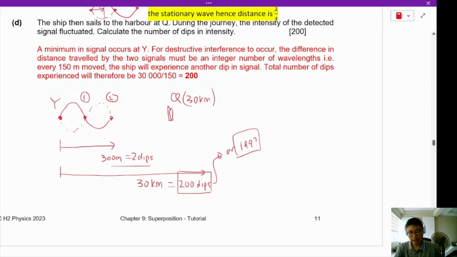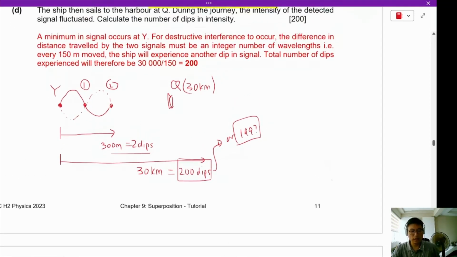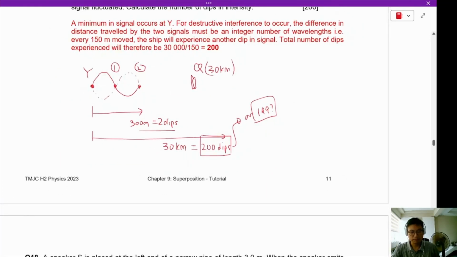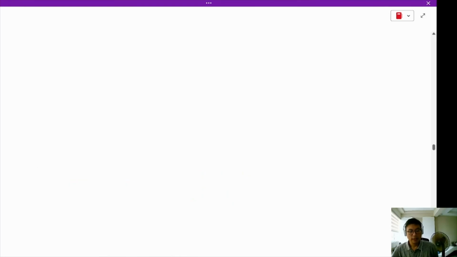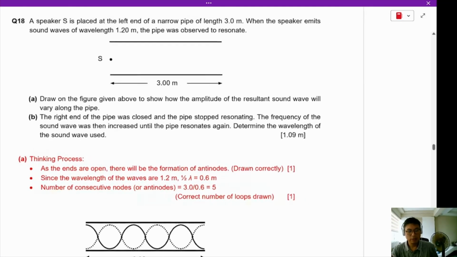Thank you. And please do ask me. Oh wait, there's another question over here, question 18. Now, let's take a look at question 18. A speaker S is placed at the left end of a narrow pipe of 3 meters. When the speaker emits sound wave of 1.2 meters, the pipe was observed to resonate. Draw how the amplitude of the resultant sound wave would vary along the pipe.